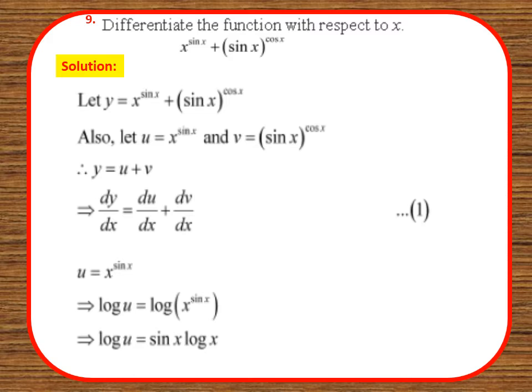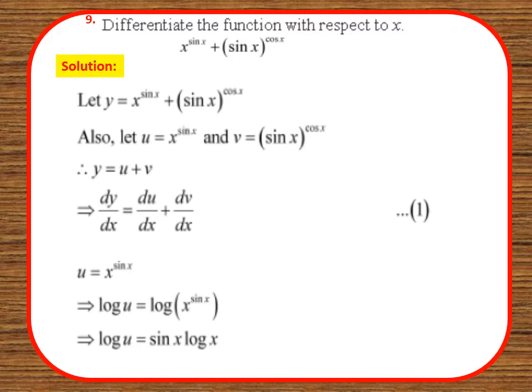Now moving to question 9. Differentiate the function with respect to x, and the function is x^(sin x) plus (sin x)^(cos x). If you look at this sum, it is nearly the same as the previous sum. So in this, we are going to follow the same procedure. Let u be equal to x^(sin x) and v be equal to (sin x)^(cos x). So we are getting y equals u plus v, and differentiating with respect to x, we will get dy/dx equals du/dx plus dv/dx. Now we are going to find du/dx and dv/dx separately. Clear? And put both the values in equation 1.